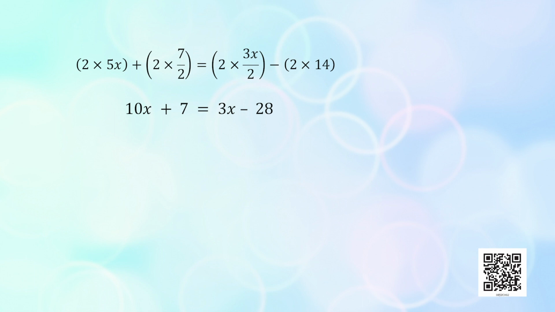By considering the x terms on one side and constants on the other side, the equation becomes 10x minus 3x is equal to minus 28 minus 7. Therefore, 7x is equal to minus 35. Therefore, x is equal to minus 5.